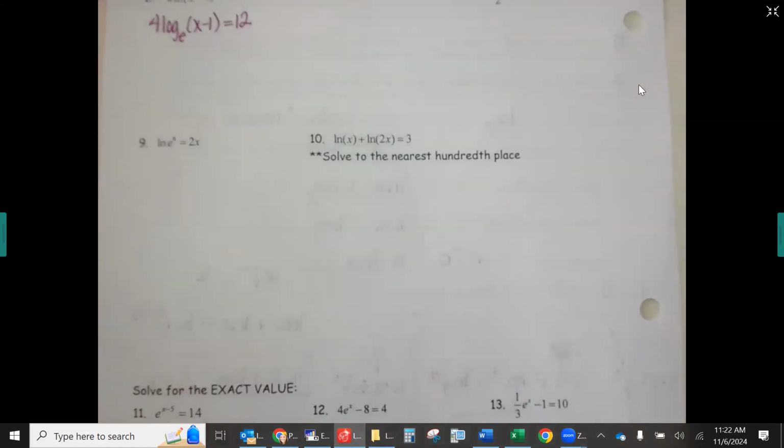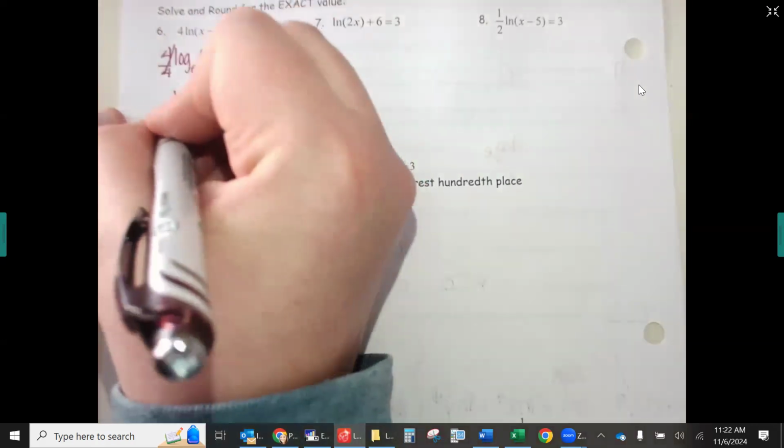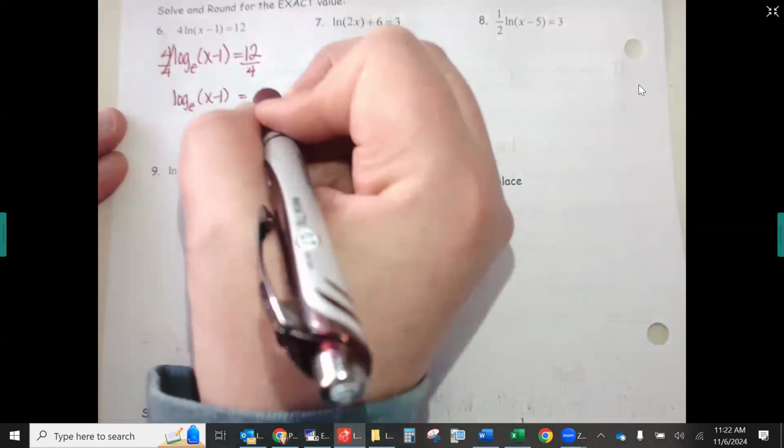Okay, so rewind to last week before you had 4 days off. What would we have done first to solve? Get rid of the 4. The 4 is multiplied. How do I undo it? Divide by 4. What's 12 divided by 4? 3. So I now have log little e of x minus 1 equals 3.